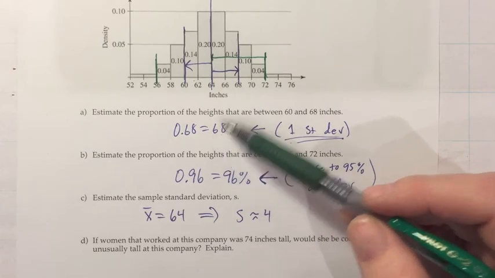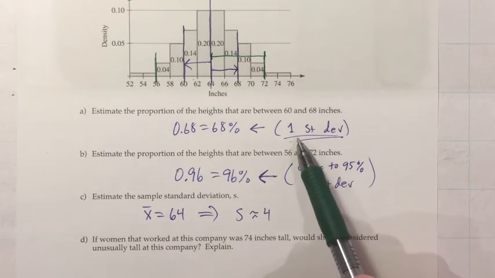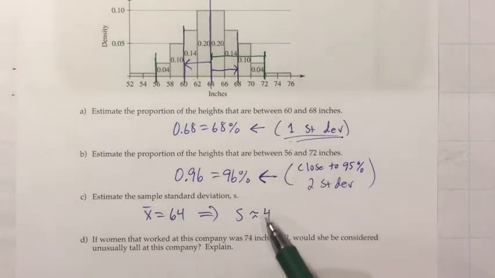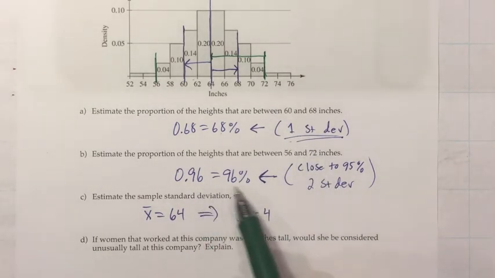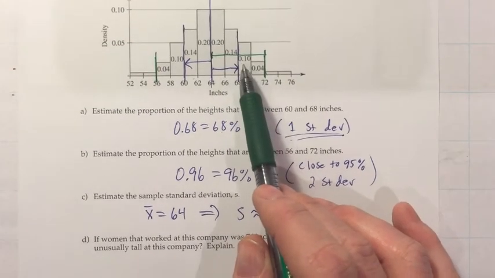So they're wanting us to use the empirical rule to think about this is about 1 standard deviation's worth of data, so how far away from the mean did we go? Well, from 64 to 68 is 4 units, so that should be 1 standard deviation. The 96% is close to 95, so that distance should be about 2 standard deviations.